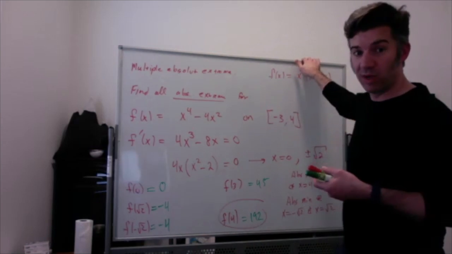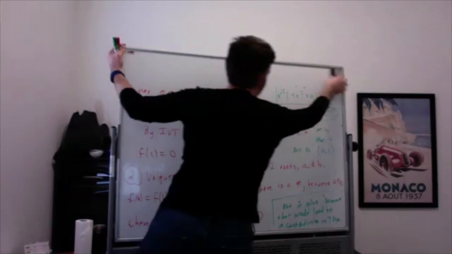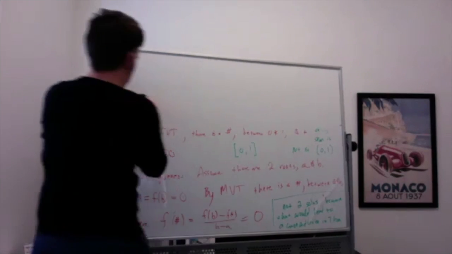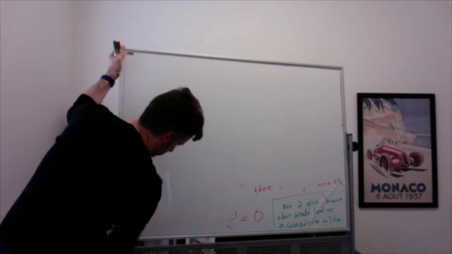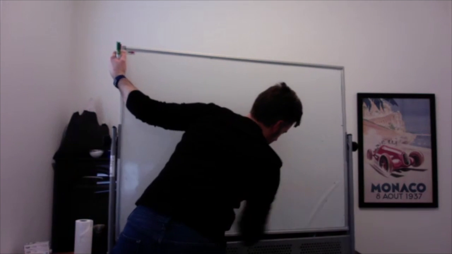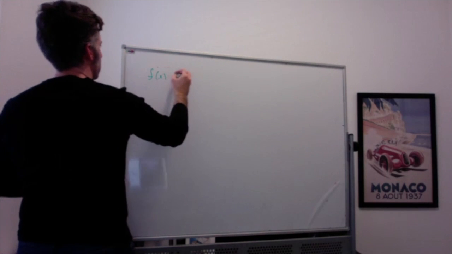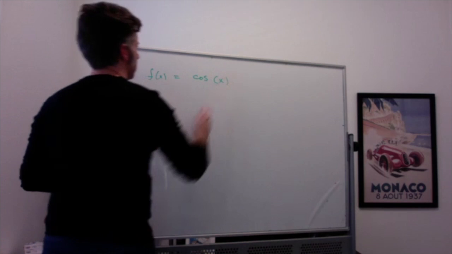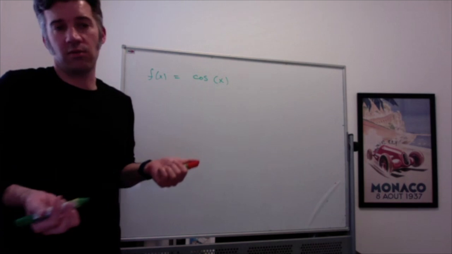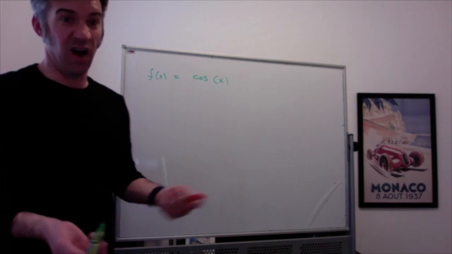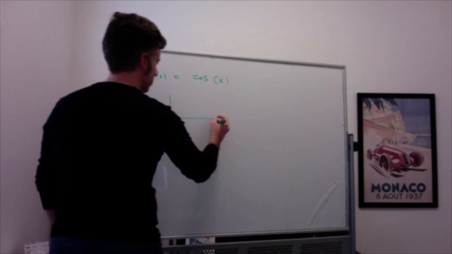Let me give you one more real easy example, an example all of you are very familiar with. We can look at the function cosine of x. Cosine of x has a lot of absolute extrema. You can either pick an interval here or not. I'm not going to pick an interval. I'm just going to look at the function and say, where's my cosine function?